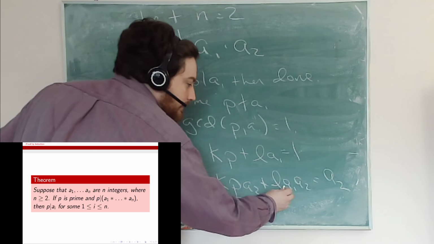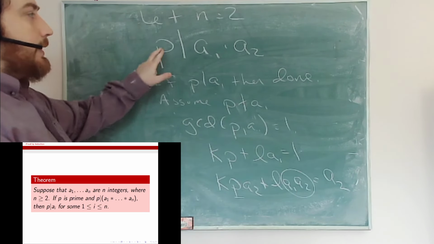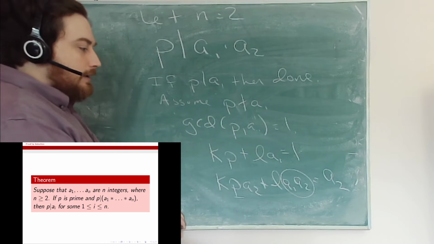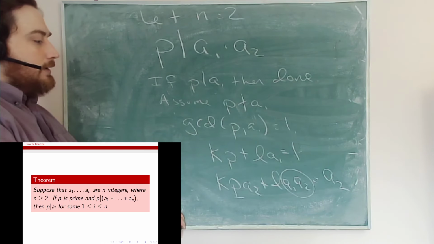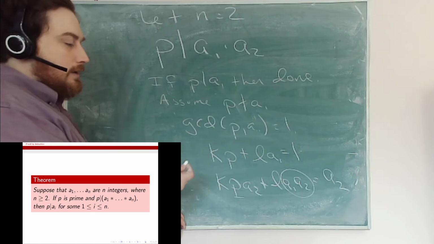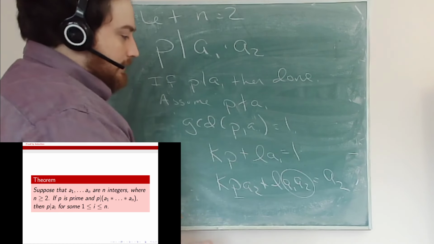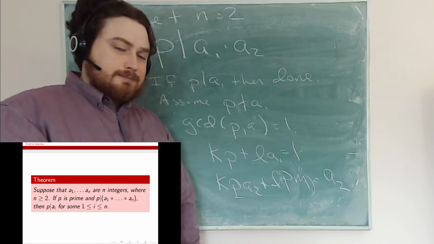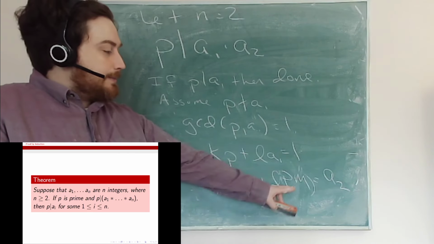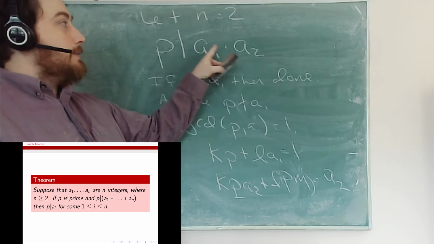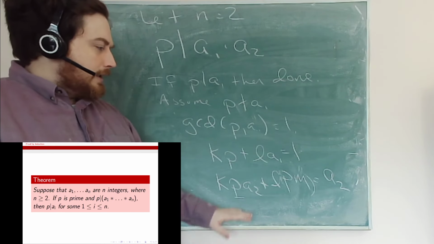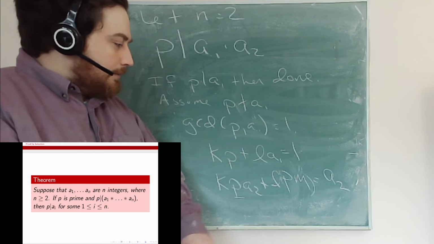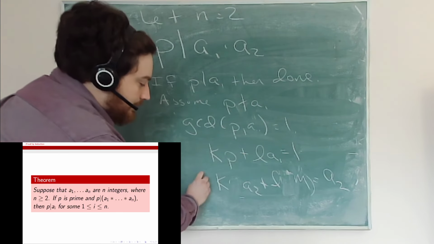Also though, what do I know about A1 times A2? P divides A1 times A2. So A1 times A2 is really just P times some integer, we'll say M. Instead of A1 times A2, this is really just P times M. I'm just making M up, but the point is I know it divides this, so P times M has to be equal to A1 times A2 for some M. So what I get is that A2 is now equal to KPA2 plus LPM, but notice that both of those terms have P in it, so I can factor them out.